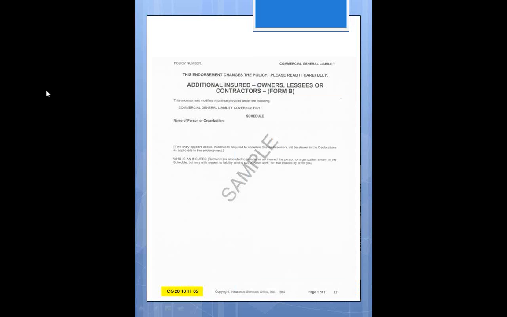Where we used to be, when I came into the industry, it was a few years before 1985, and this was the standard additional insured endorsement used by virtually every insurance carrier in the country. Down at the bottom in yellow, you can see that this was, or it was and is, the CG, or the Commercial General Liability 2010, and it was the November 1985 edition. So 1185 is the edition date.